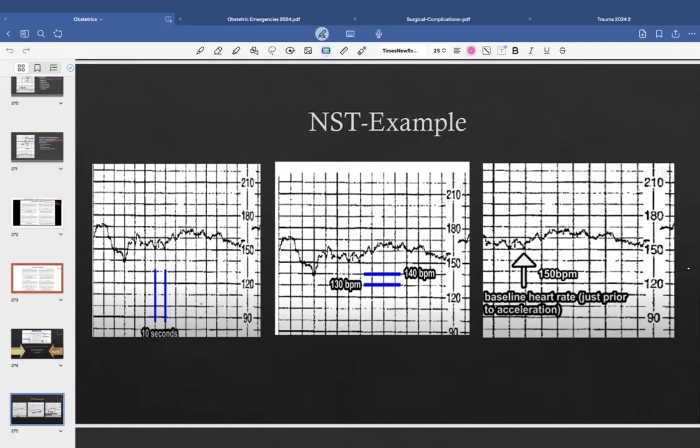But the first box that you'll see helps us determine the timing interval. So that's showing you there's 10 seconds between each vertical line. The second box is showing us the heart rate, the baseline heart rate, and the reference. So between each vertical line is 10 seconds, and 10 beats per horizontal. The baseline for this one is around 150. Around 150.